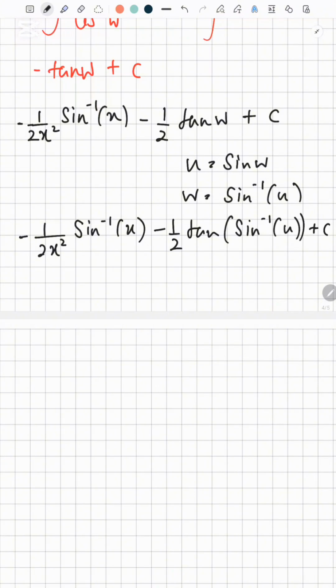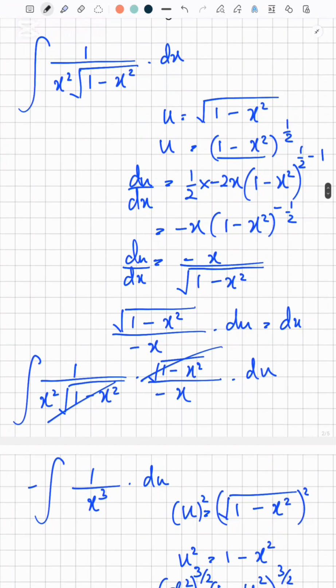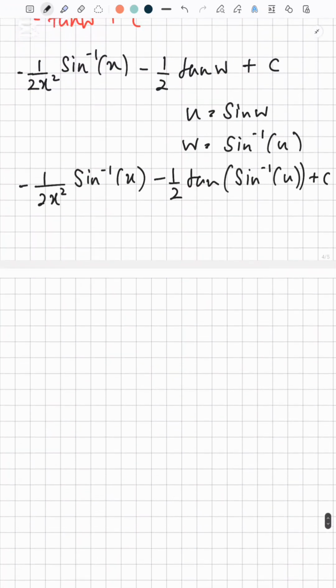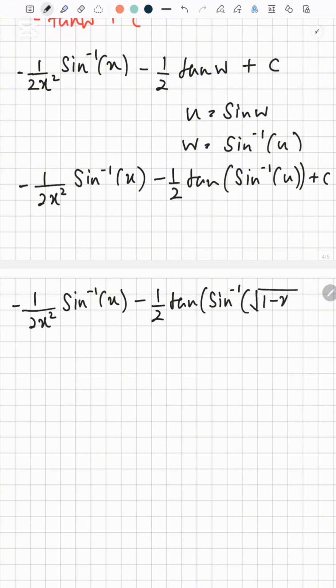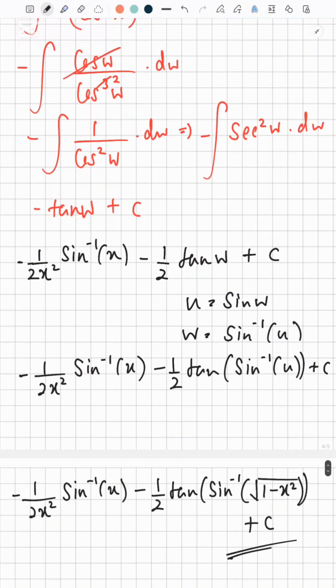Now we had a substitution for u previously, right? So what was u? u equals root 1 minus x squared. So your final answer would be this, minus half tan sine inverse root 1 minus x squared plus c. Big answer. Long question. But this is not your final answer, because that's not what they're asking, right? If they ask you to interpret, this is the correct answer.